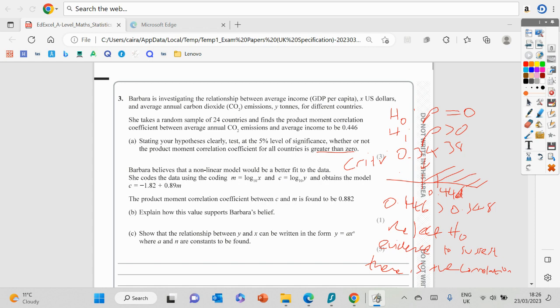Part B, explain how this value supports Barbara's belief. Well, we've got 0.882, which is close to 1, so supports belief.